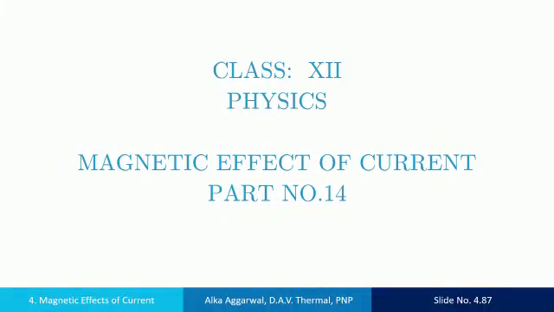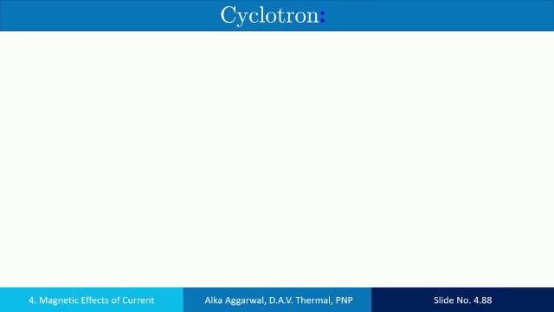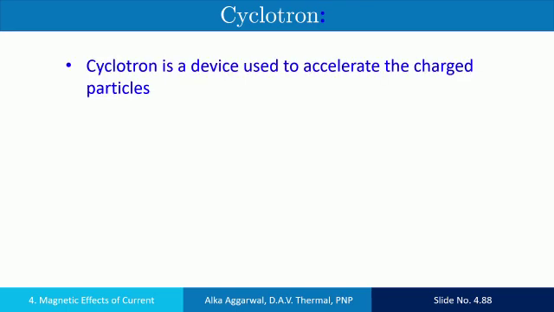Hello. Now it is our last topic of this chapter, and it is the cyclotron. A cyclotron is a device which is used to accelerate charged particles like protons, deuterons or alpha particles, or you can say ions, which may be positive or negative, to high energy. The cyclotron was invented by E.O. Lawrence and M.S. Livingston.